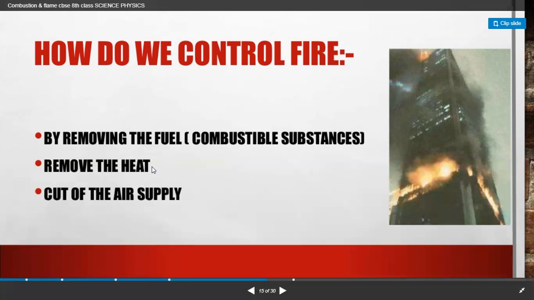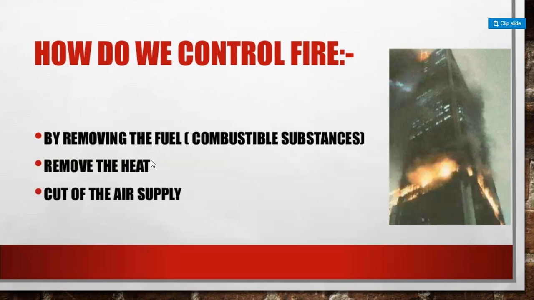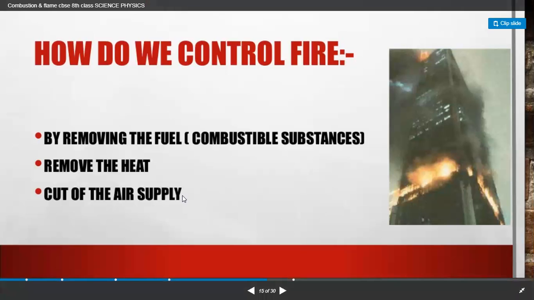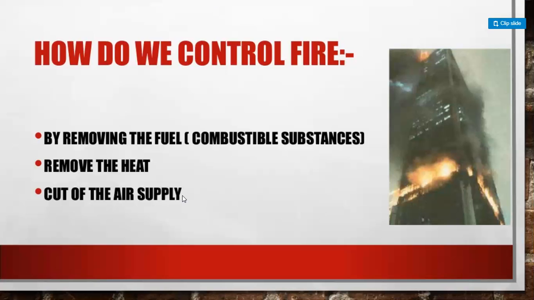Secondly, remove the heat. Remove means we can say increase the ignition temperature. This is the reason why sometimes we use water to control fire, because water increases the ignition temperature of the substances, due to which the fire will slowly blow off. And the third one is to cut off the air supply. We have to cut off the air supply because oxygen present in air helps in combustion. So that's why we have to cut off the supply of air. So these are the three ways by which we can control fire.